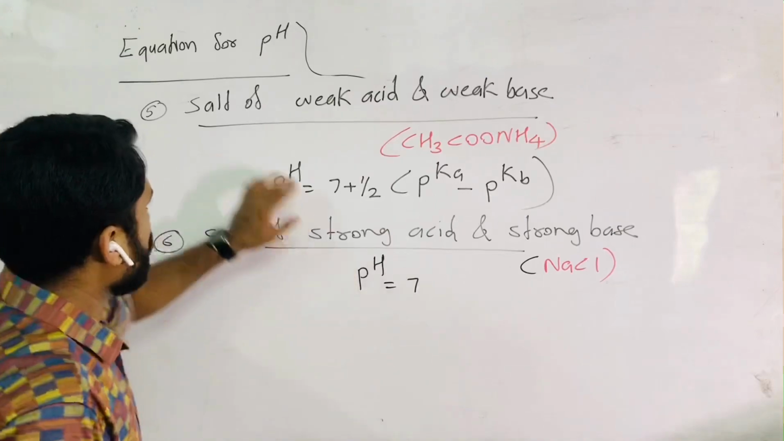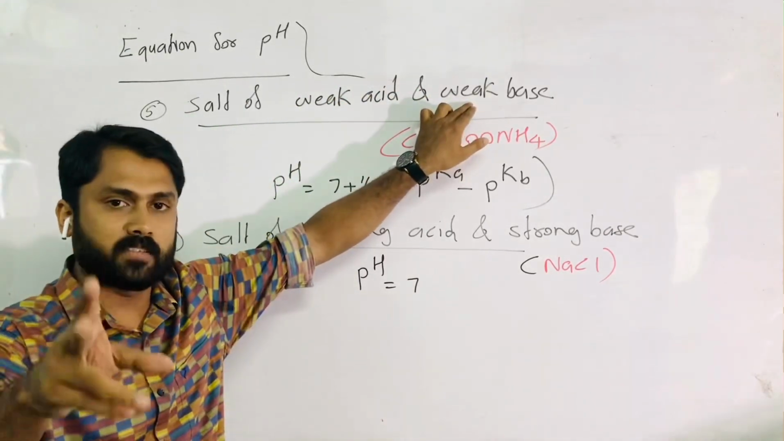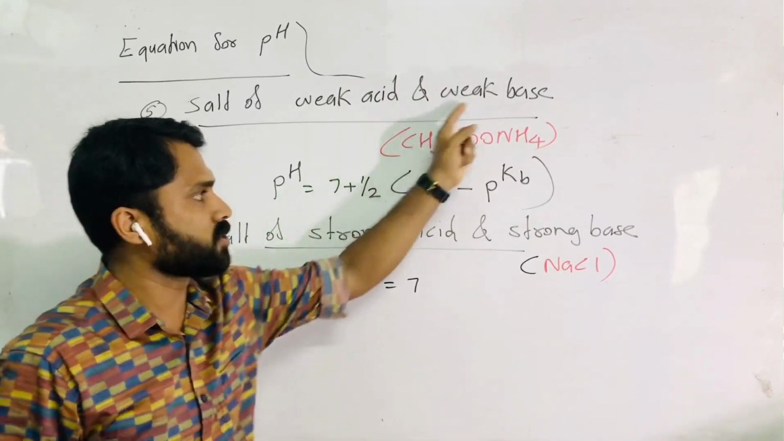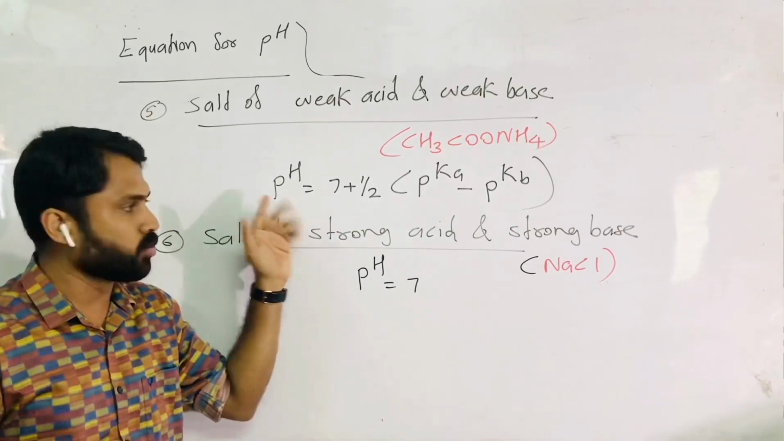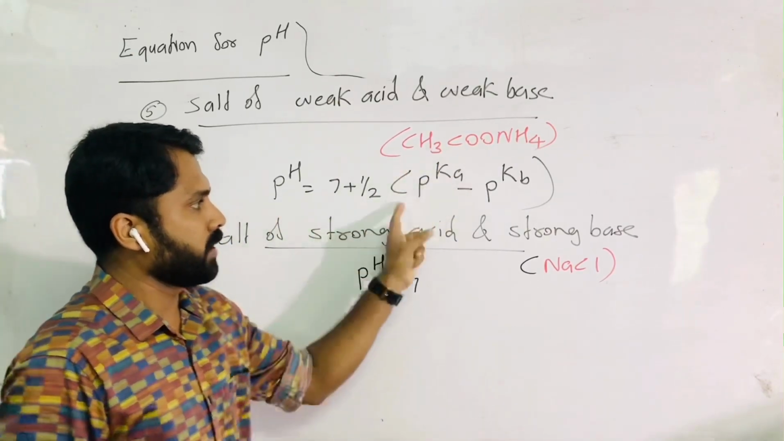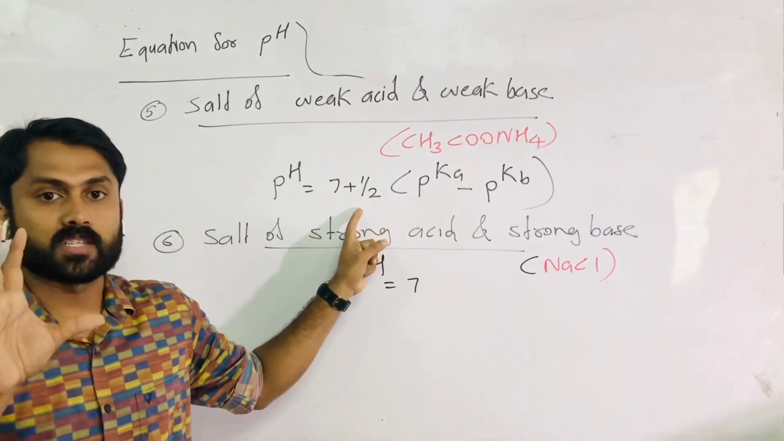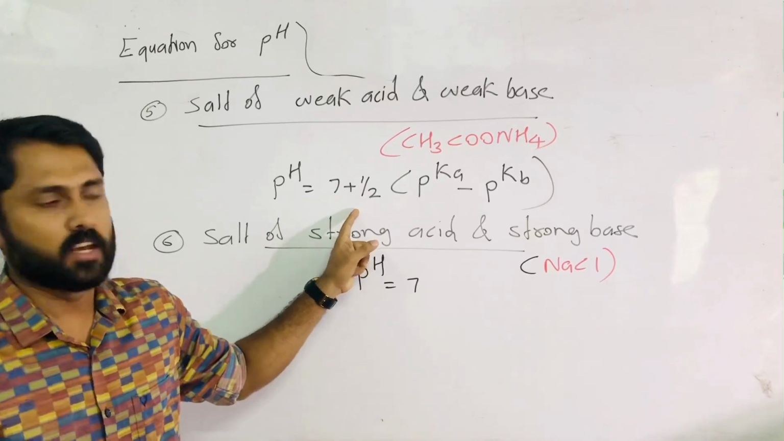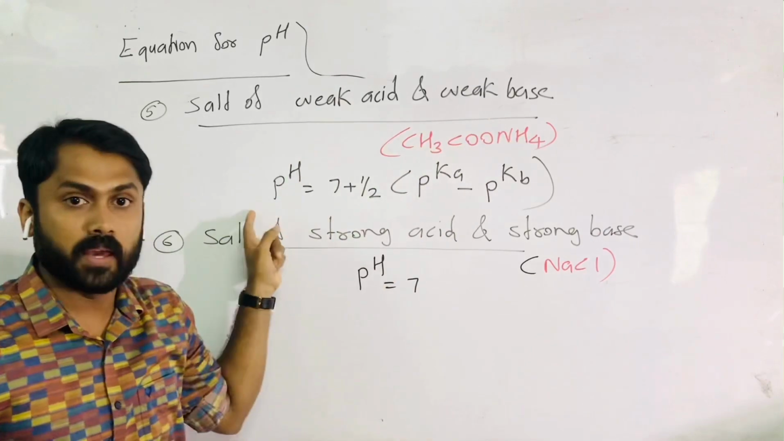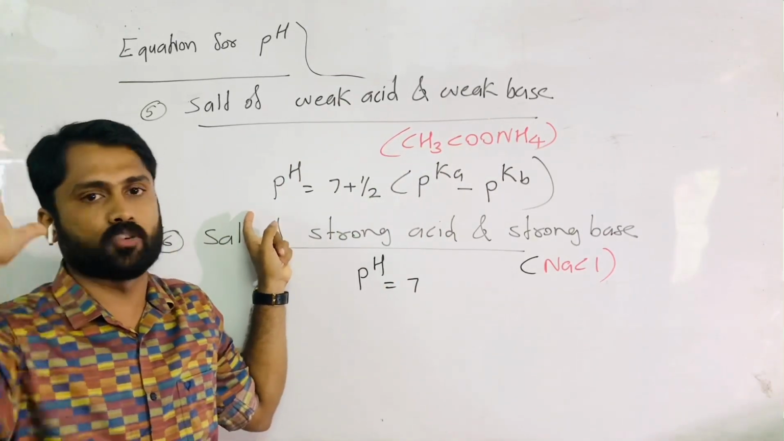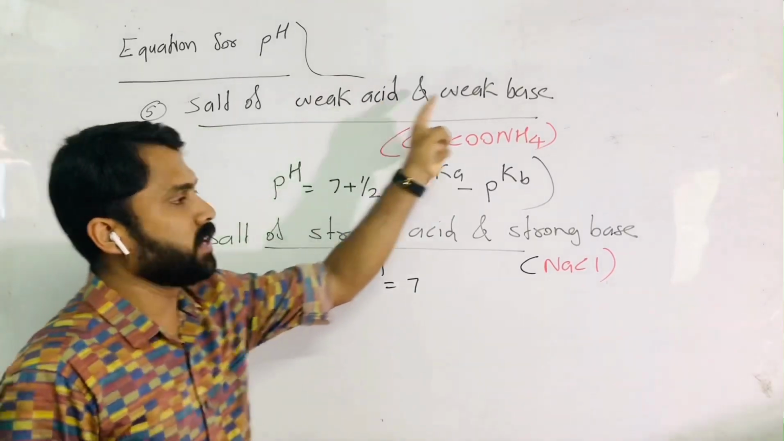Now I am going to discuss the salt of a weak acid and weak base. If both acid and base are weak, example CH3COONH4, ammonium acetate, we have the equation pH equal to 7 plus 1/2 into pKa minus pKb. In this equation, there is no other term C, that is concentration of salt. That indicates if the salt is formed by a weak acid and weak base, its pH is independent of its concentration.